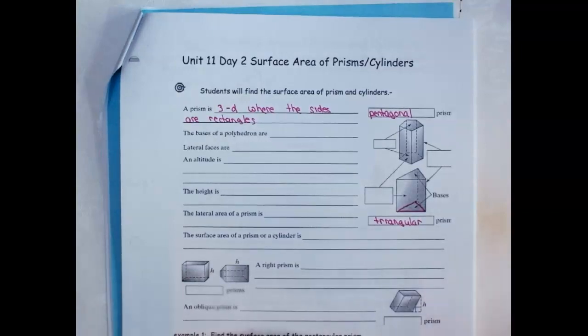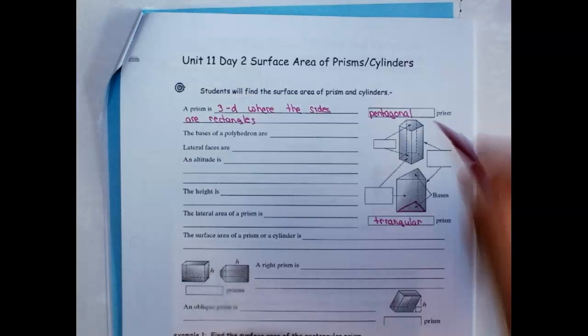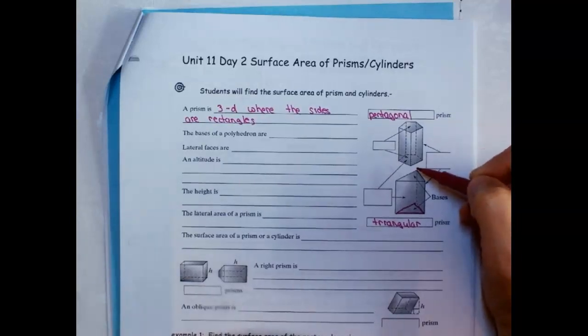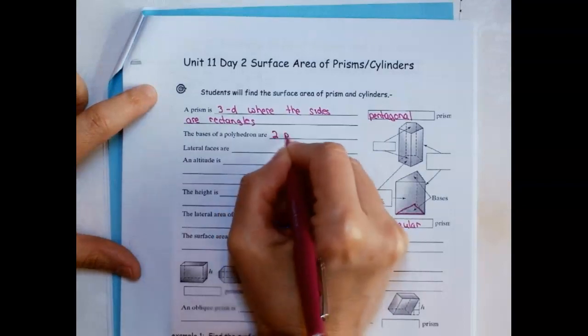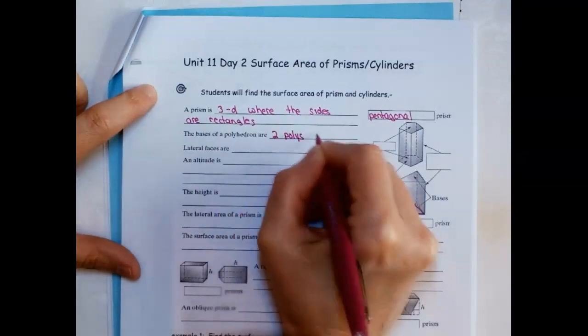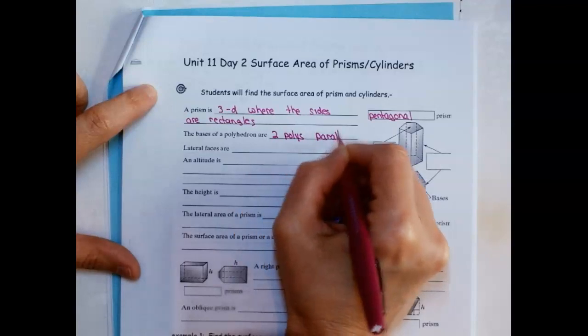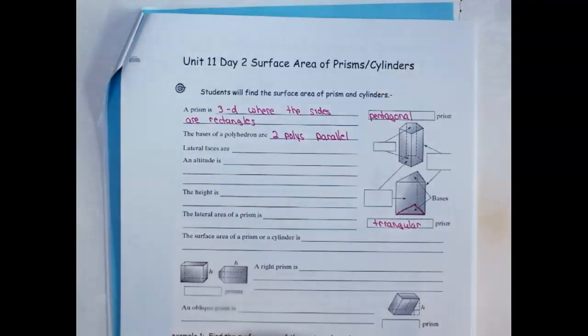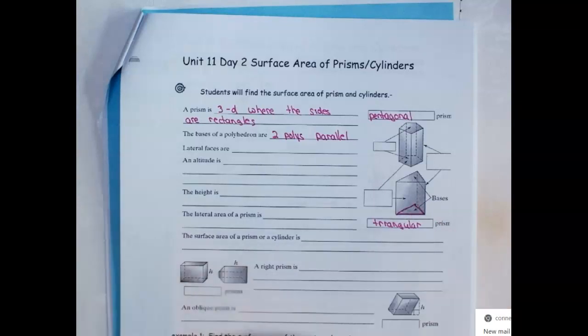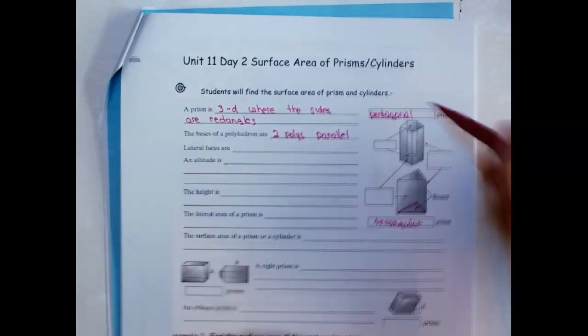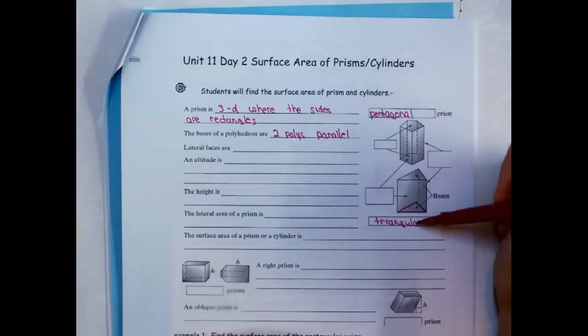Okay, then the bases of the polyhedron are the top and the bottom, or they are the two sides that are parallel. They are the two polygons that are parallel. So if you look here and here, the two sides that are parallel would be the triangles there. And oftentimes, the bases are also the ones that we use to name it. So here we know they're a pentagon, here we know they were triangles.